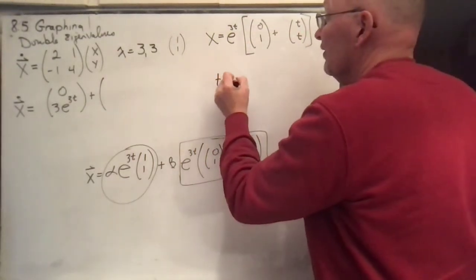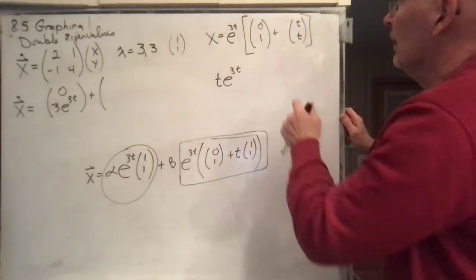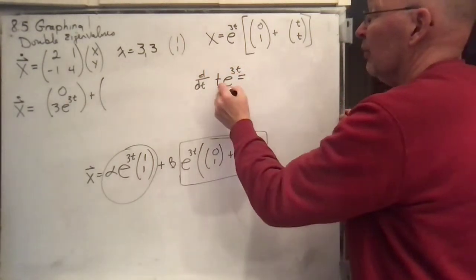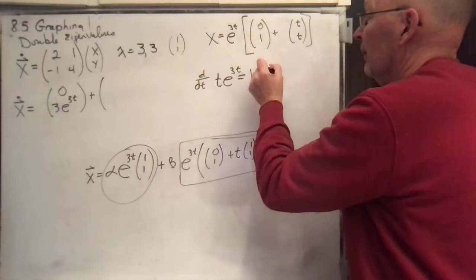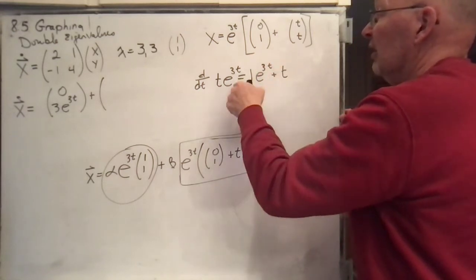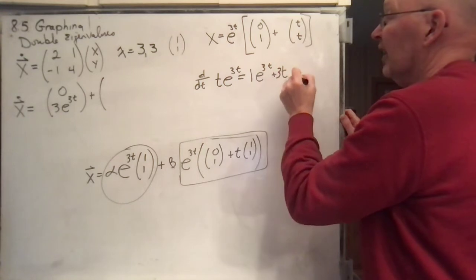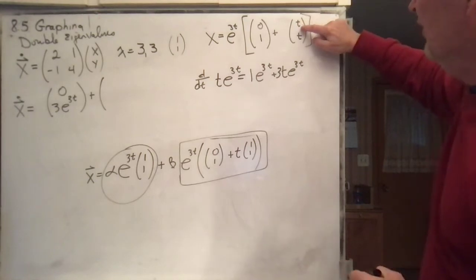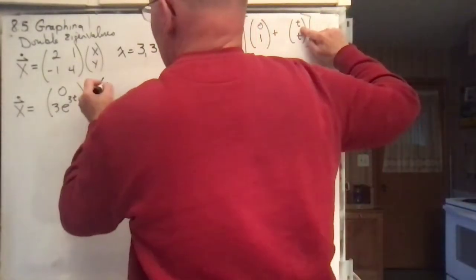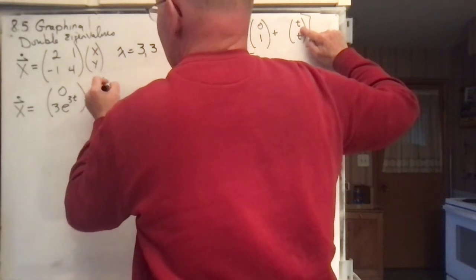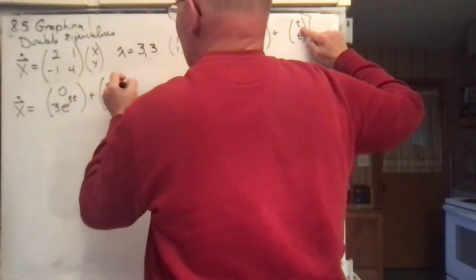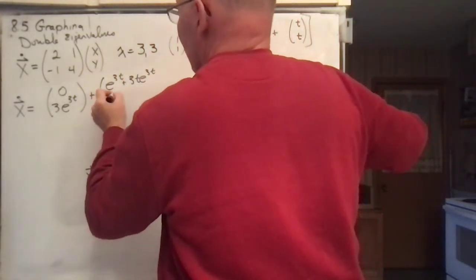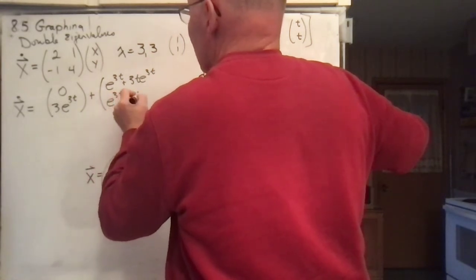What's the derivative of t e to the 3t? Well, let's see. We're going to have to use the product rule, right? The product rule says you take the derivative of the first times the second plus the first times the derivative of the second. Derivative of the second is 3 e to the 3t. So the derivative of this thing is going to be e to the 3t plus 3t e to the 3t. And same thing down below. e to the 3t plus 3t e to the 3t.